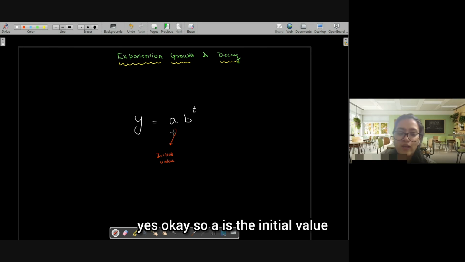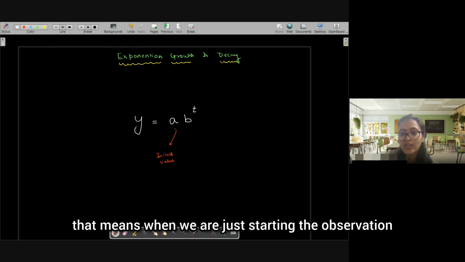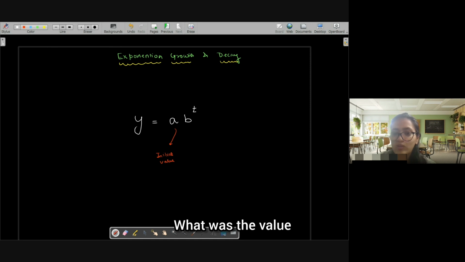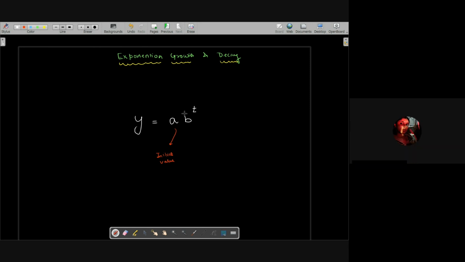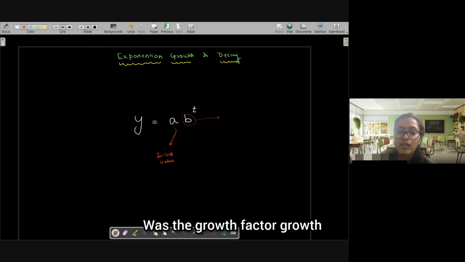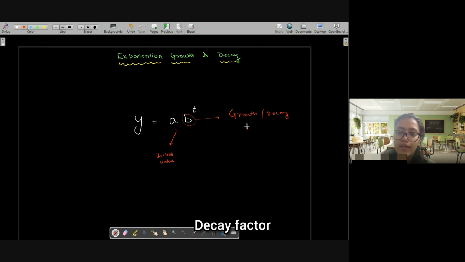So a is the initial value. That means when time is 0, when we're just starting the observation, what was the value? What was the population of bacteria, let's say? That is represented by a. And b was the growth or decay factor.